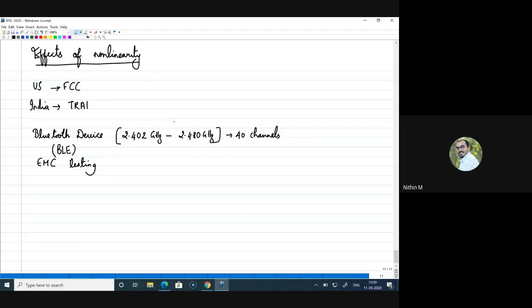So if there are strong radiations coming out, we call it out-of-band interference, that will be falling in some other band which is used for some other technology. Now if there is a large amount of interference, then it will definitely disturb the other bands, or the desired signals in the other band. So that is not permitted, and we have to follow that very strictly.